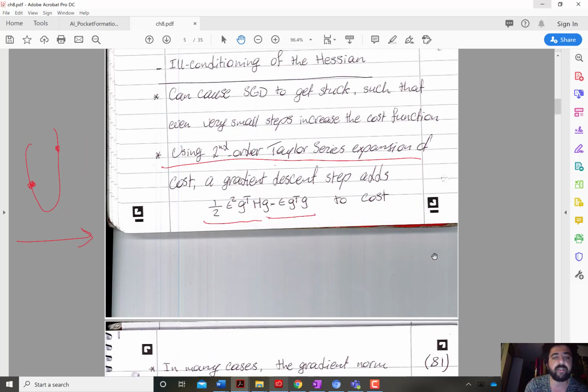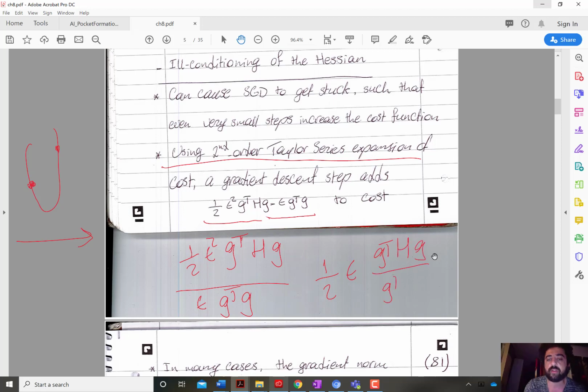Because let's say I divide these two terms to know which one will be bigger, right? So I take half epsilon squared G transpose HG and then divide by the gradient norm times epsilon, right? So what you get is half epsilon G transpose HG over G transpose G. So that depends on the learning rate.